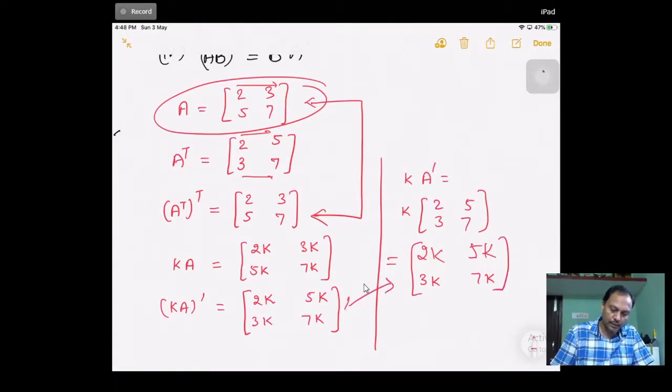You can see these are the same, the result is the same. So when a matrix is multiplied by a constant and we take the transpose, or we transpose the matrix and then multiply by k, in both cases the result is the same.